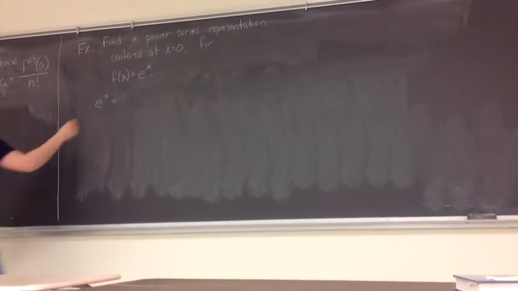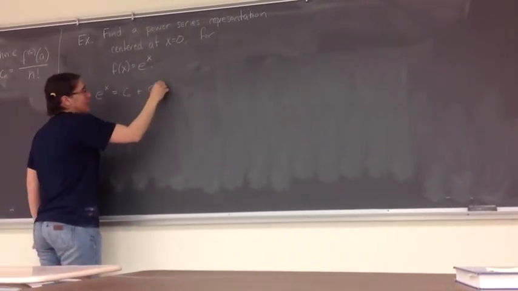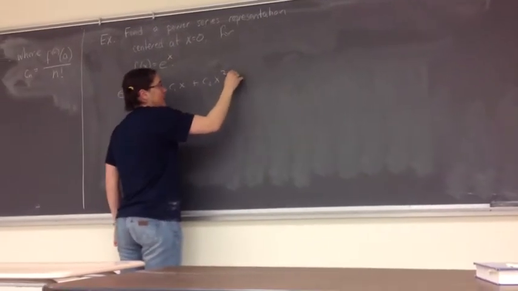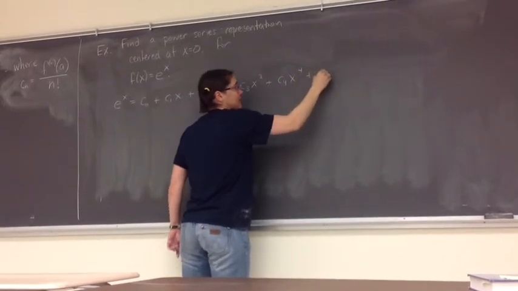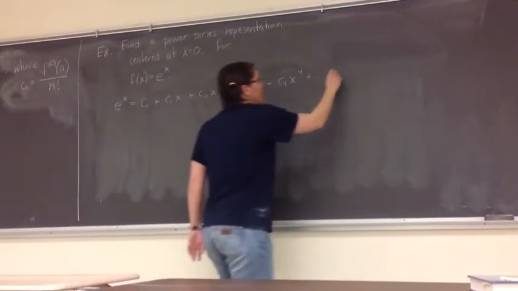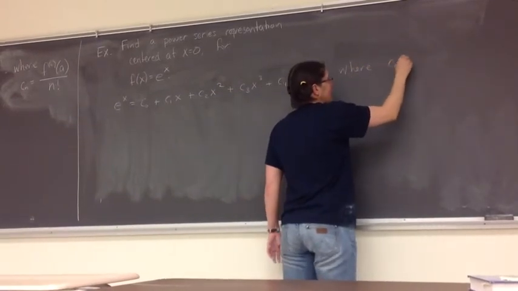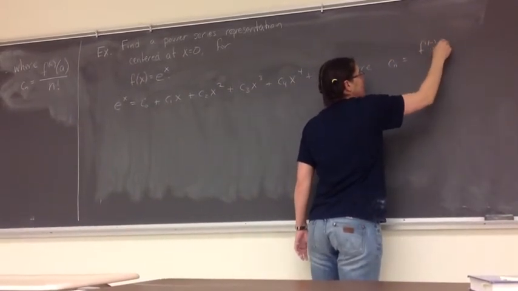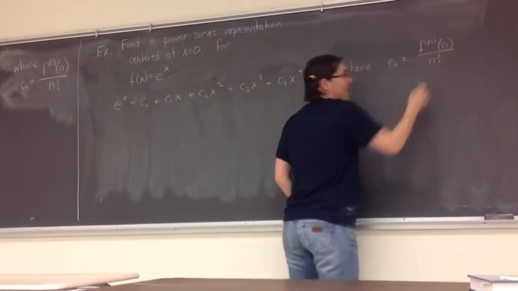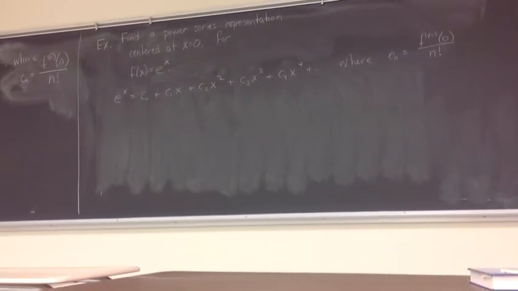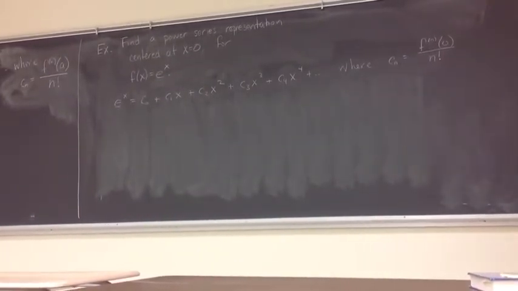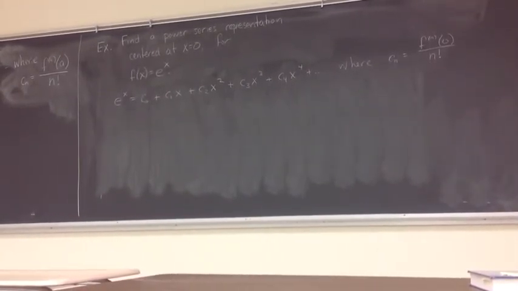And so the way it'll look is e to the x is going to be c0 plus c1x plus c2x squared plus c3x to the third plus c4x to the fourth plus dot dot dot, where cn is the nth derivative of our function evaluated at 0 divided by n factorial. Alright, so we need to figure out c0, c1, c2, c3, c4, c5. So this sounds like a job for a table.